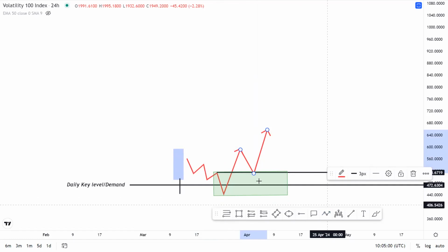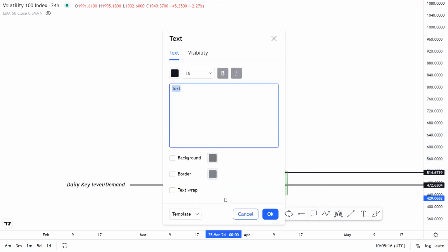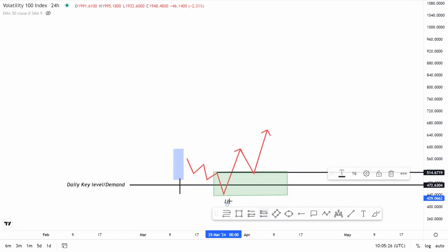But then sometimes price doesn't just come into this level and then give the entry confirmations for buys. That's to say, anywhere within the 1 hourly time frame market structure would be a safe spot to get in on my buys. So anywhere within this green rectangle zone, I would then look to get in on buys.